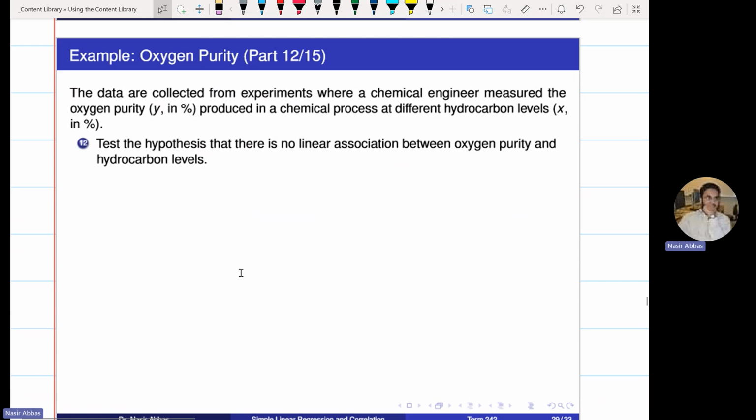Now we get to the uses of regression. The first use of regression. No, not yet. What is the hypothesis here? No linear association, correlation is 0, against? Which one contains equal?